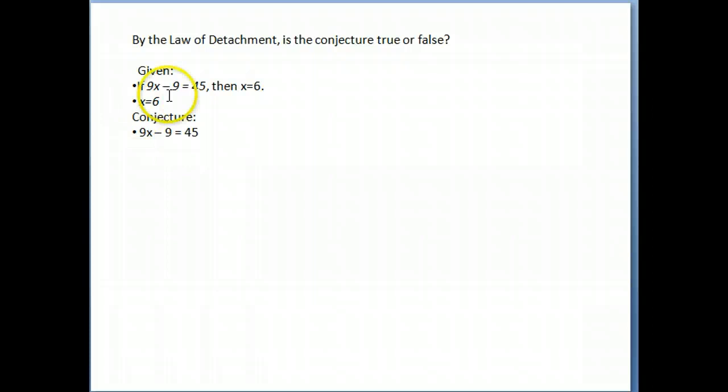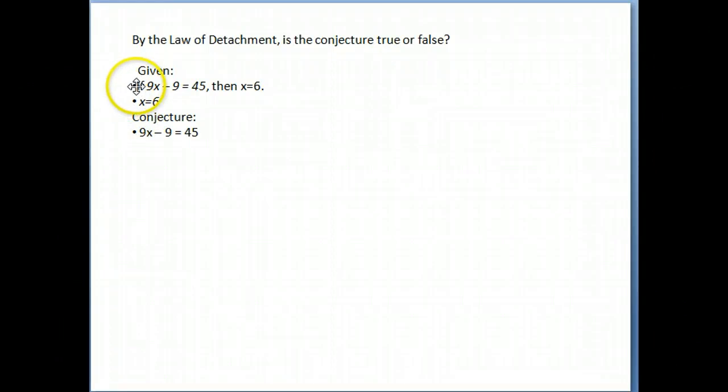Right, here is another example. If 9x minus 9 equals 45, then x is 6. There's our rule. The piece of information we were given is that x is equal to 6. The conjecture is that 9x minus 9 is 45. Okay, now these are a bit more confusing, but again, follow the laws that we have.